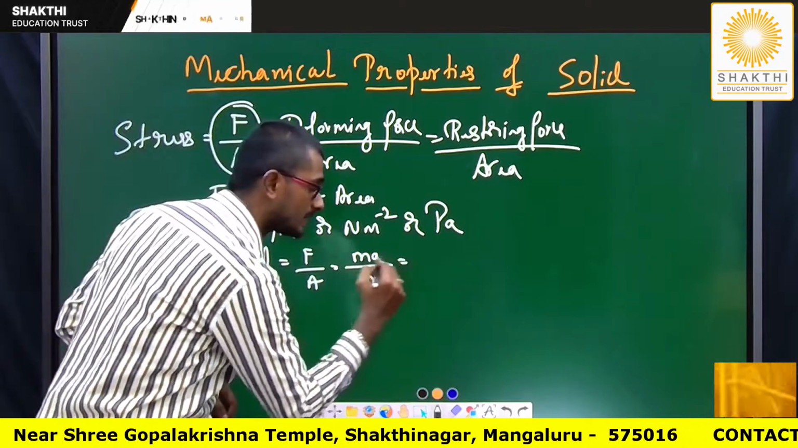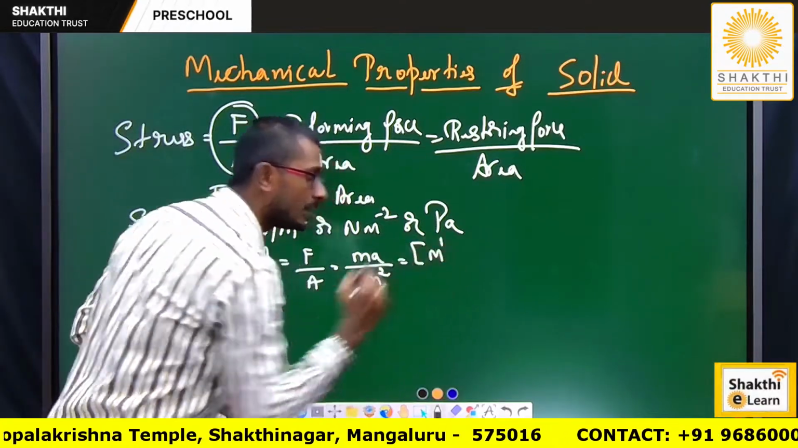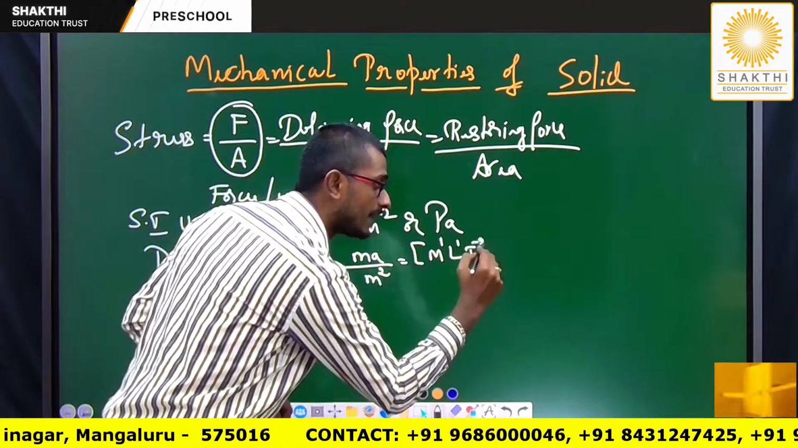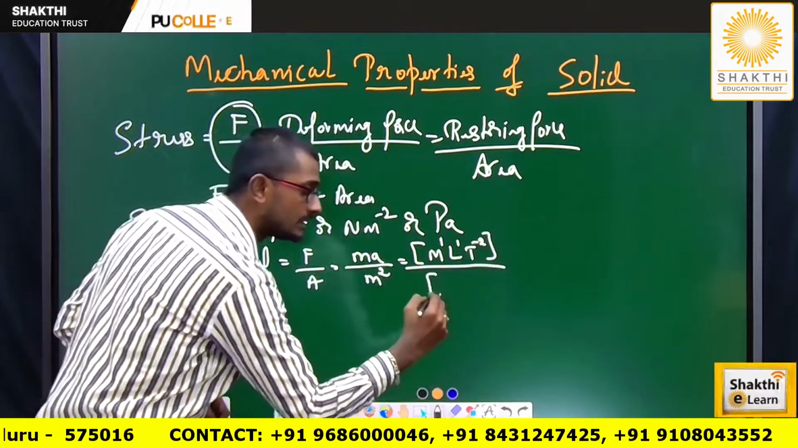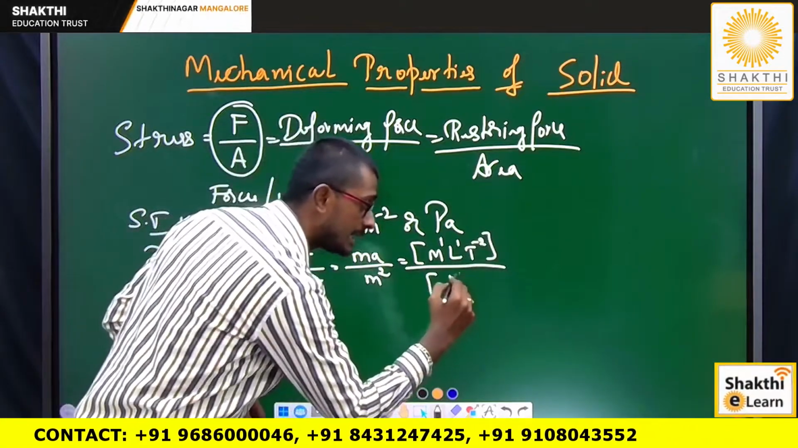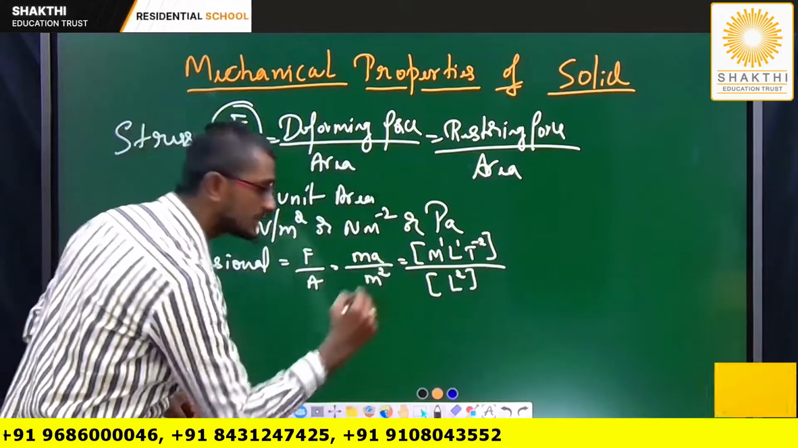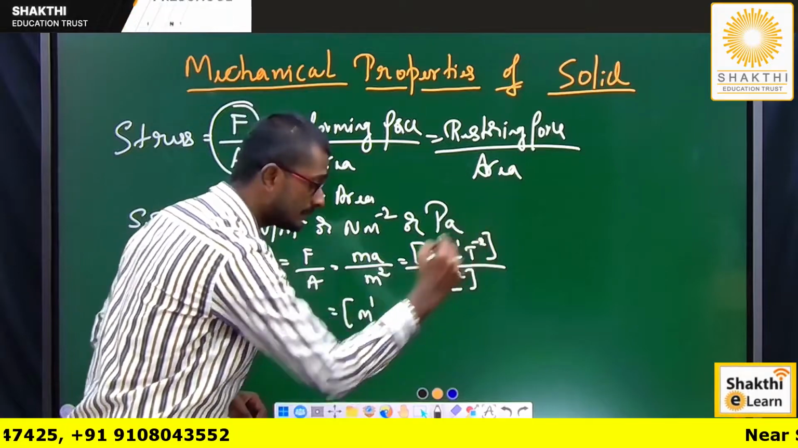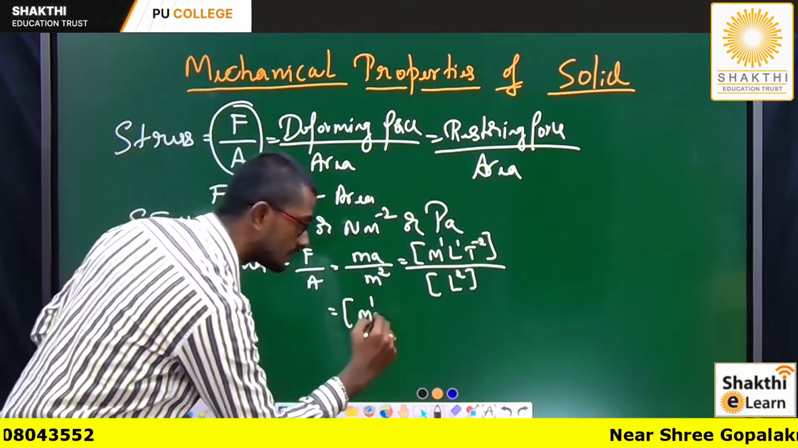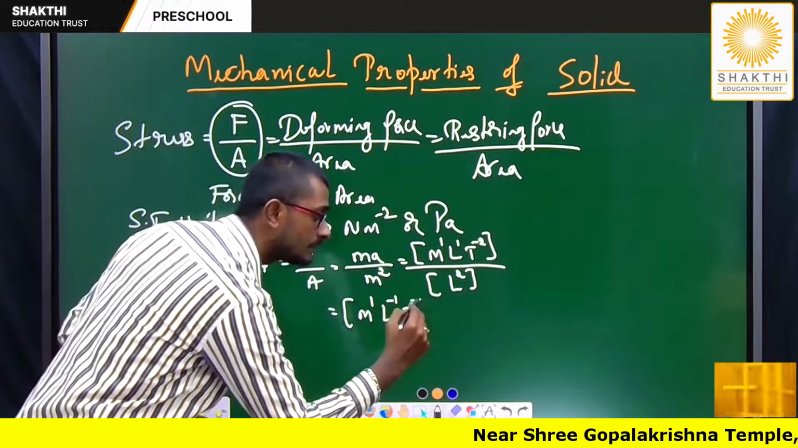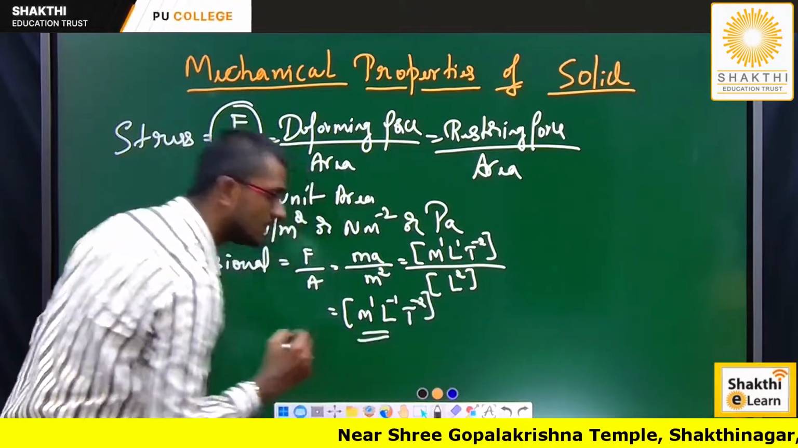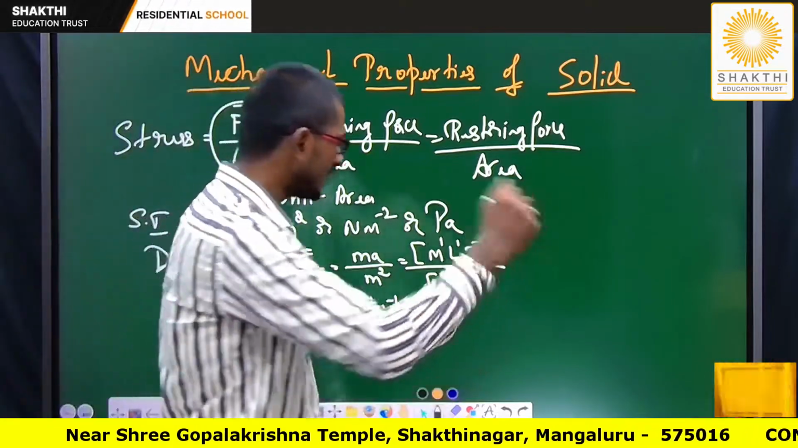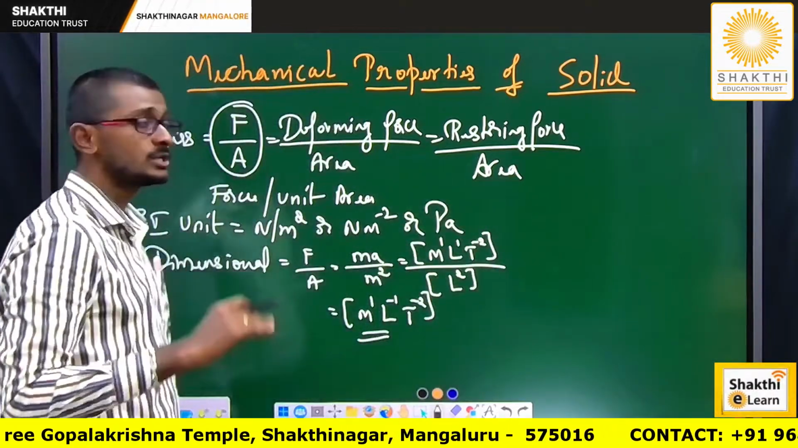Now, what's the dimensional formula of the mass? Mass is M^1 and the acceleration is L^1 T^-2, divided by the dimensional formula of area, which is L^2. Now, what will be the answer? The dimensional formula will be M^1 L^-2, that will be L^-2. So the answer will be M^1 L^-1 T^-2 is the dimensional formula of the stress. Understood?